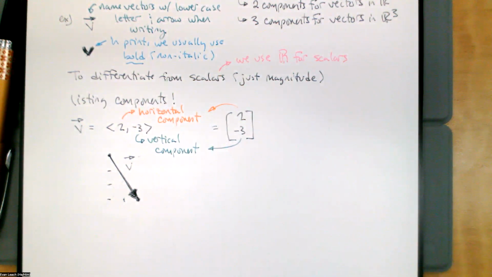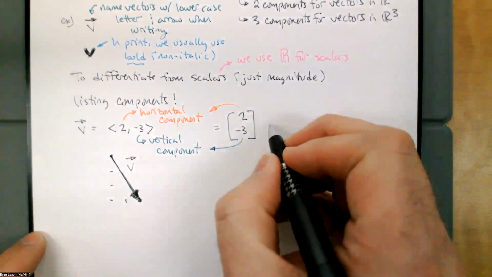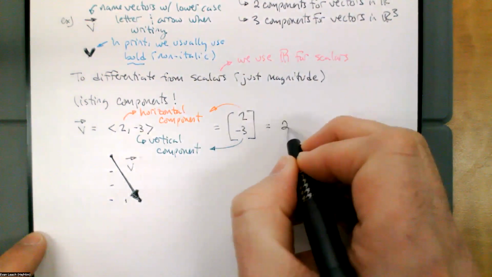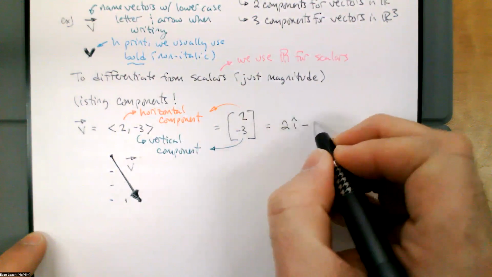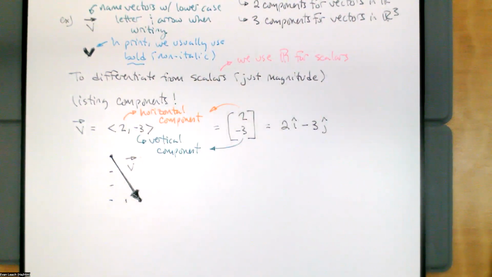We also might list vectors as a linear combination of the standard basis for whatever space we're working in. So we might say this is the vector 2i hat minus 3j hat. To indicate the vectors i and j, we put little hats on them.